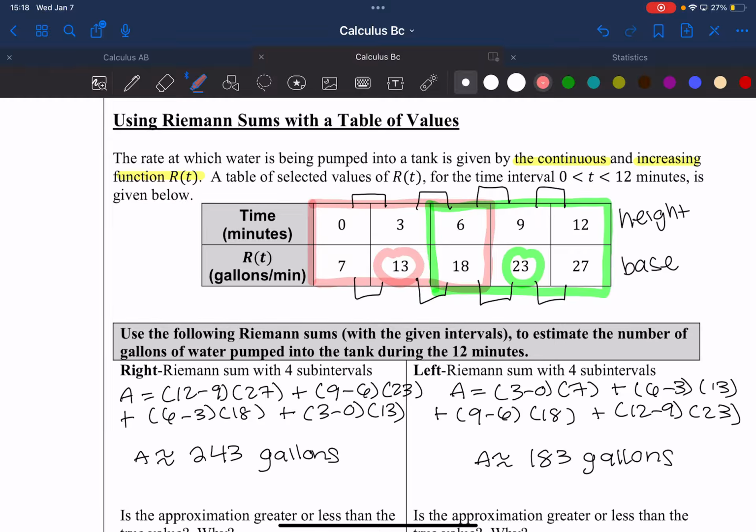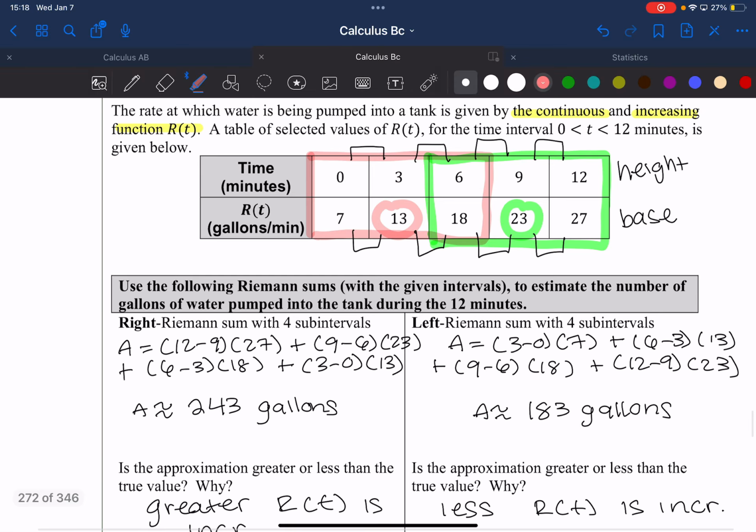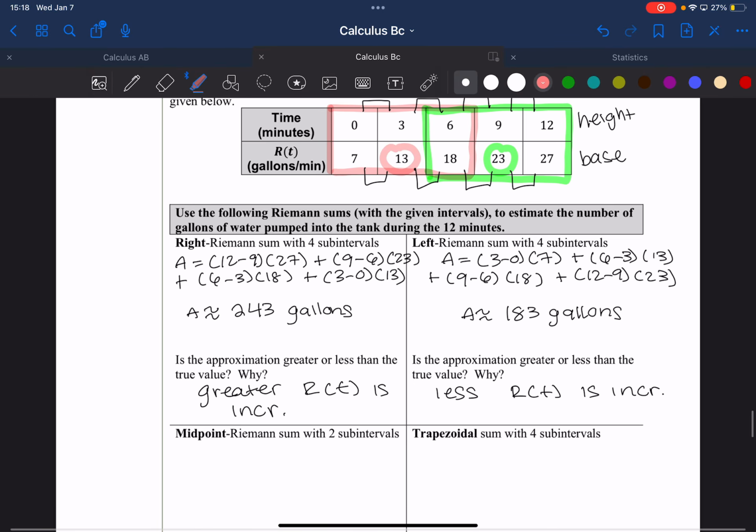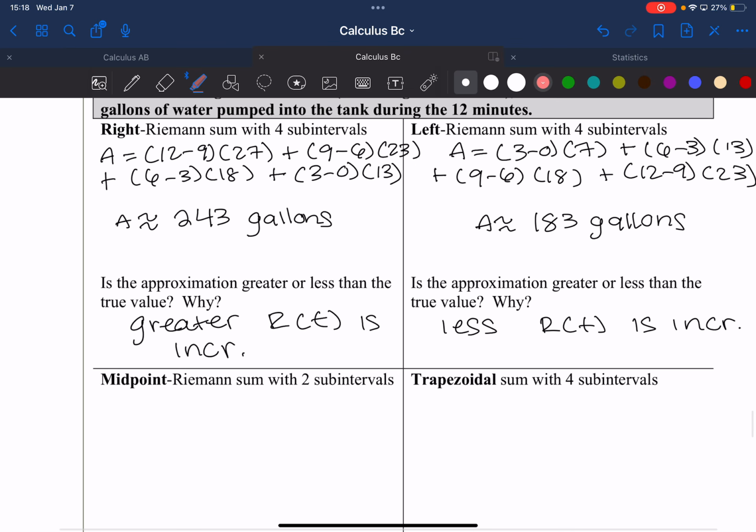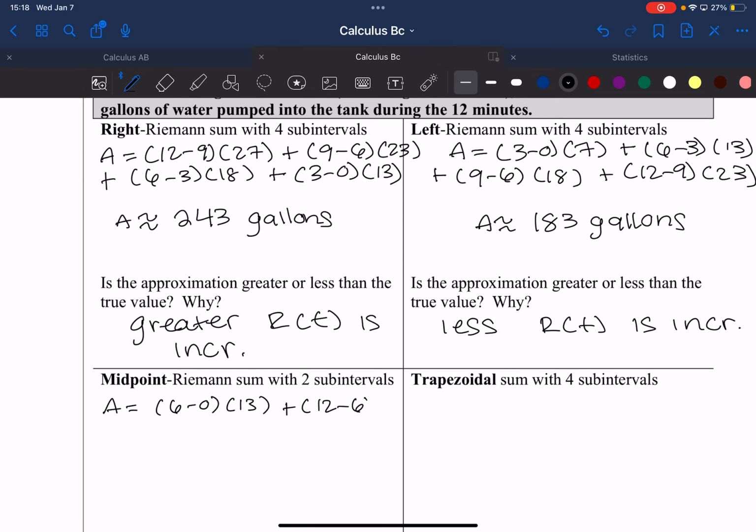And then I'm going to do that same process of the area. So this is going to be area is equal to 6 minus 0 times 13 plus 12 minus 6 times 23. You solve that out and we get that the area approximation is about 216 gallons.